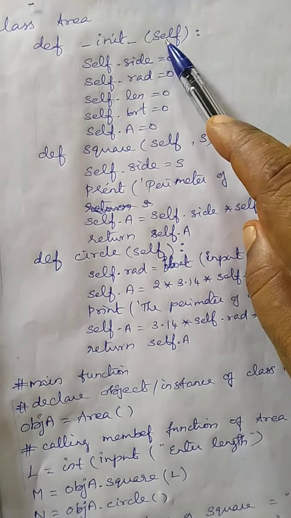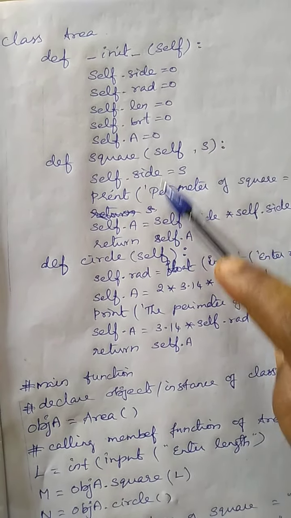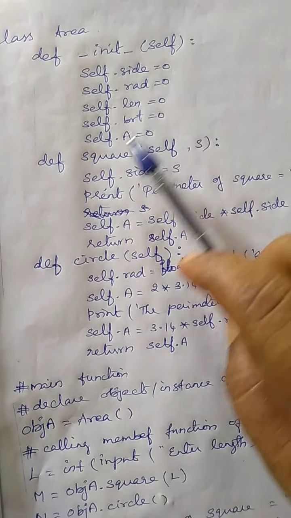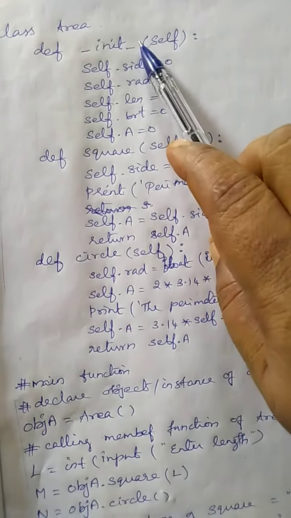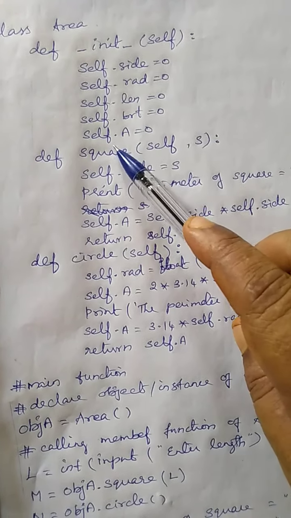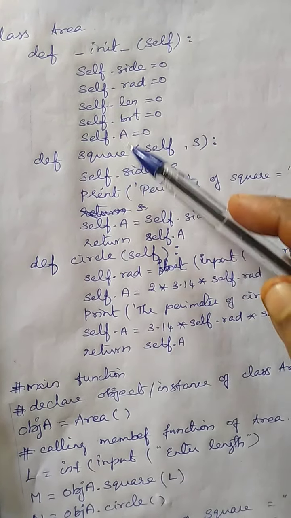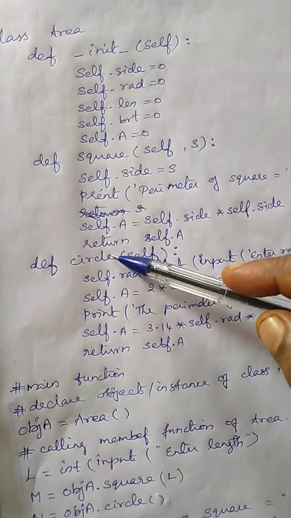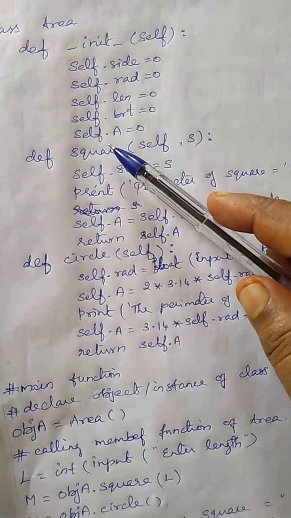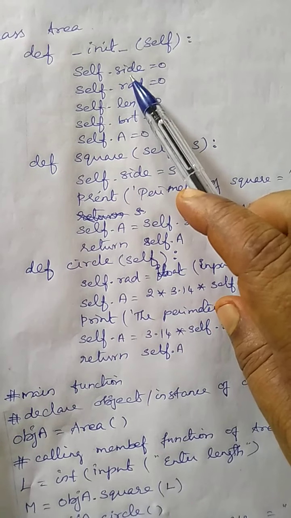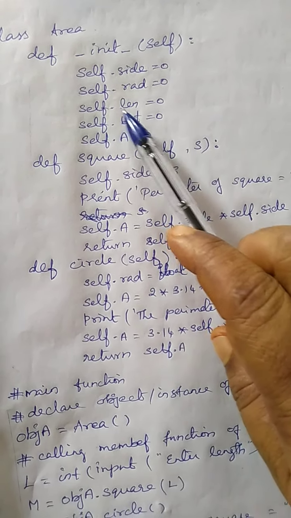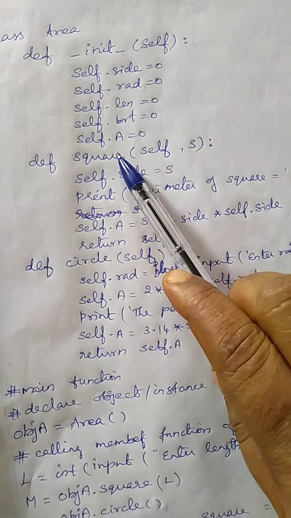The self must be the argument of all the functions. Okay. Now we have, apart from the data member declaration function __init__, two other member functions called def square_of and def circle_of. See here, the data we are using here are self.side, self.radius, self.length, self.breadth, self.a.